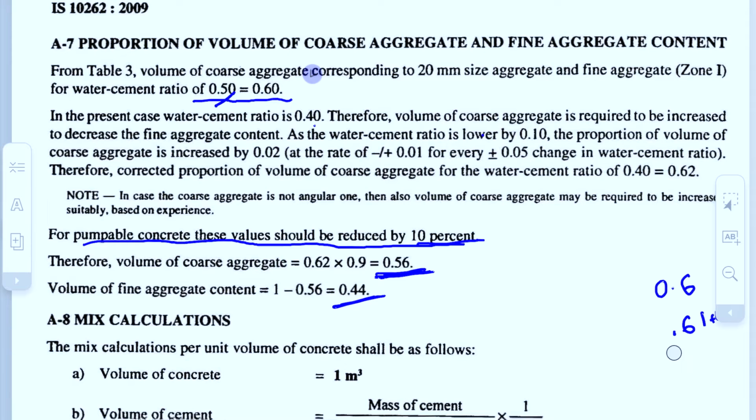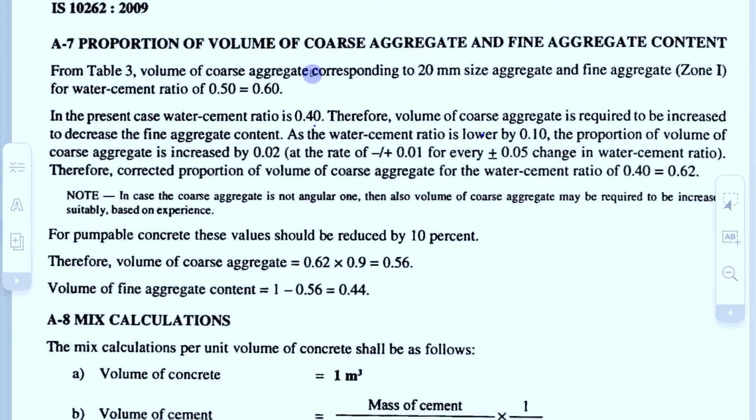Let me explain it once again, because it's very important to understand. Here the volume of coarse aggregate is 0.6, as we have referred to Table 3, for the 20 mm maximum size aggregate. This 0.6 volume is for a water cement ratio of 0.5. Now our actual water cement ratio is 0.4.